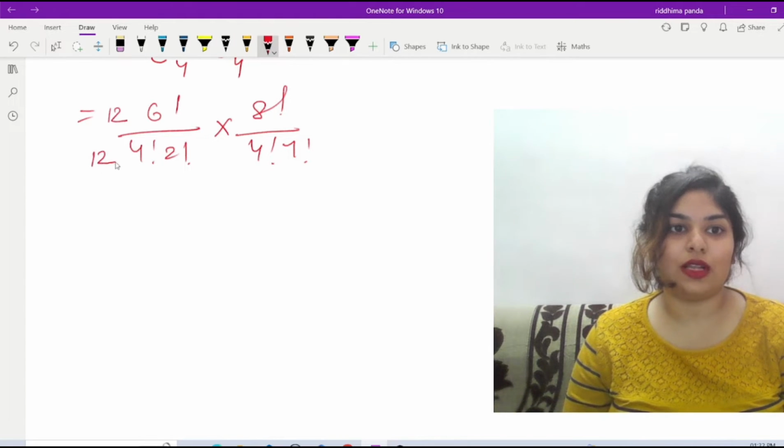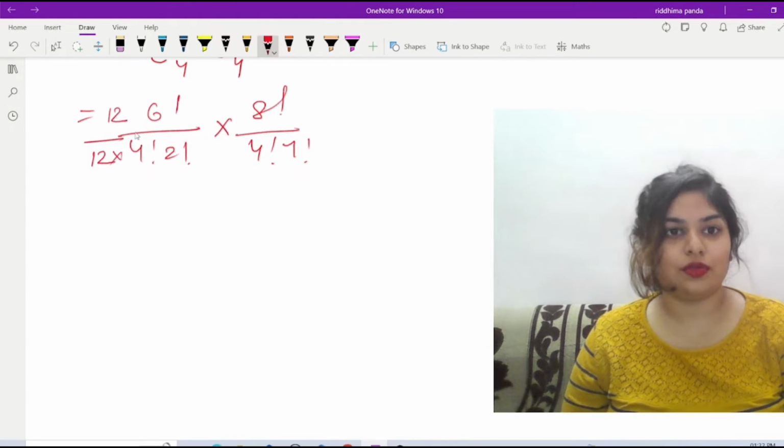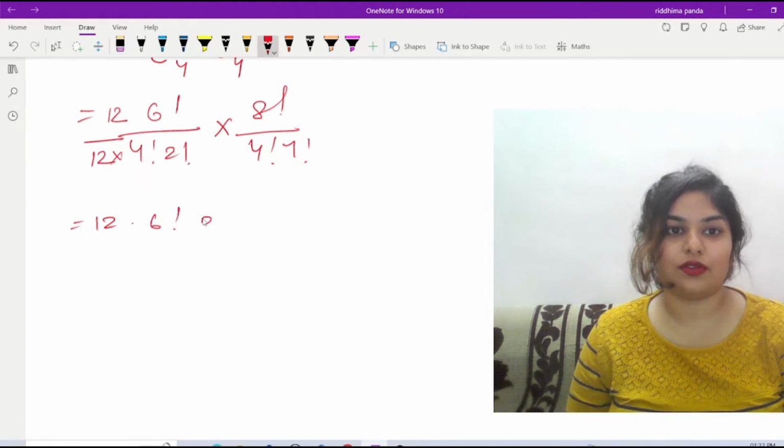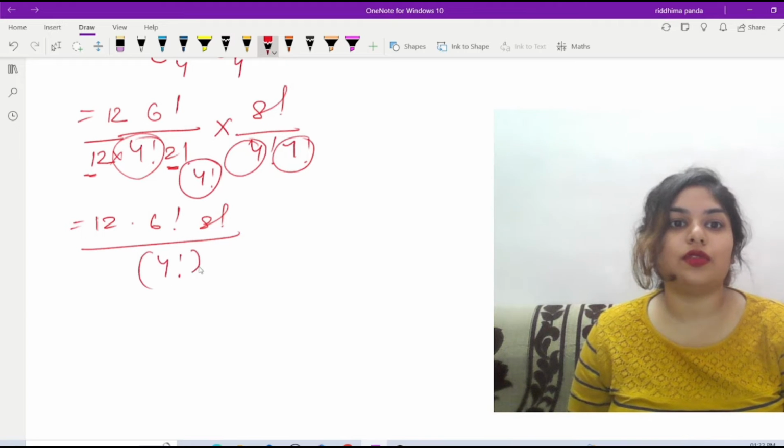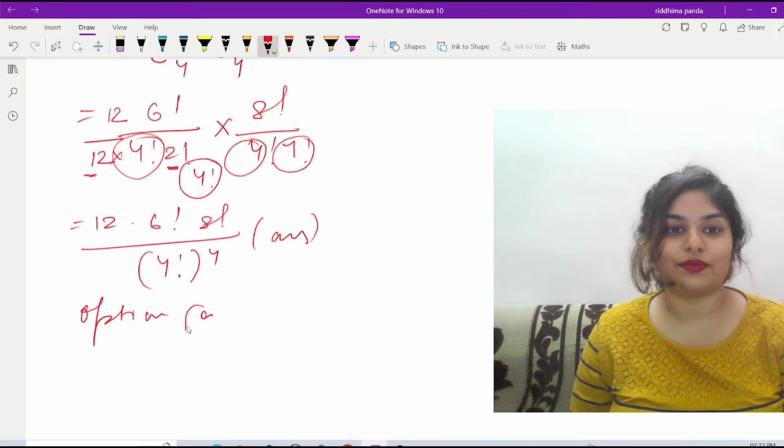Okay, so if we do that, what do we get? 12 into 6 factorial into 8 factorial by 12 into 2 factorial into 4 factorial, then 4 factorial to the power 4. Now that is the answer. So option A is the correct answer.